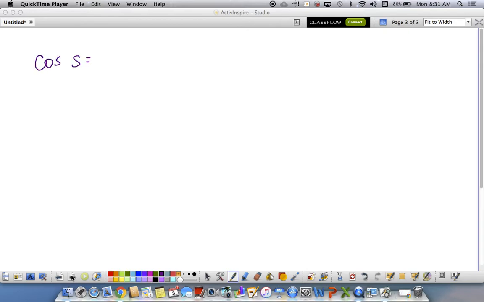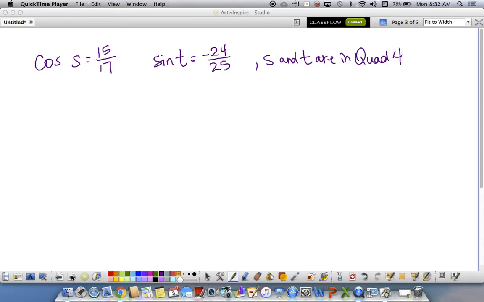Cosine S equals 15/17. And sine T equals -24/25. S and T are in quadrant 4. I need you to find cosine S minus T.